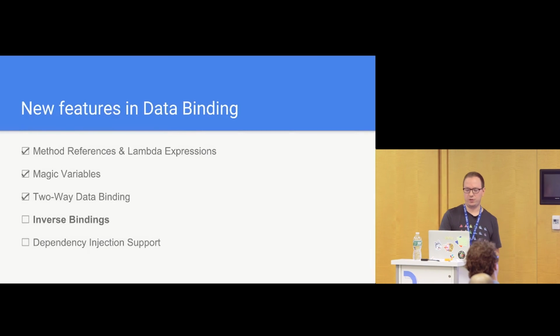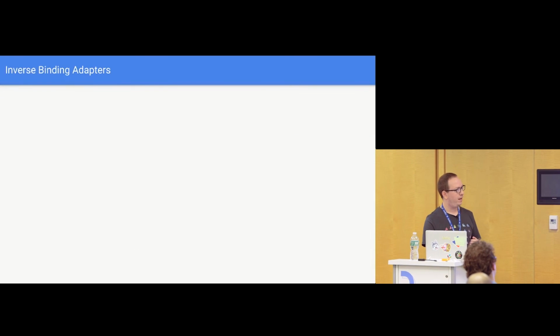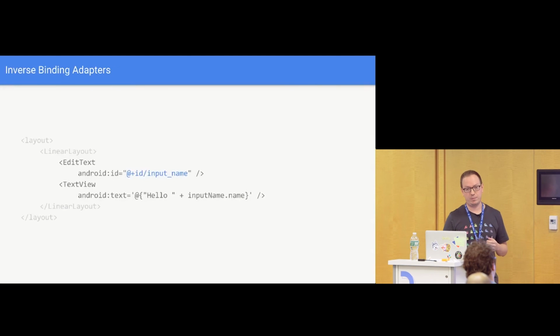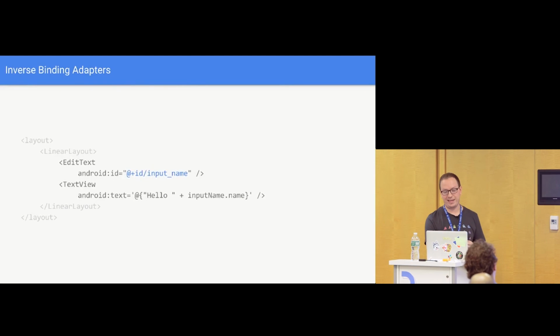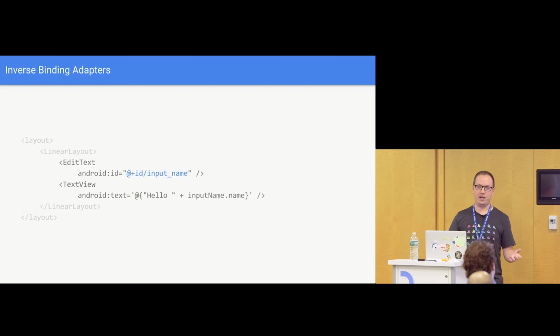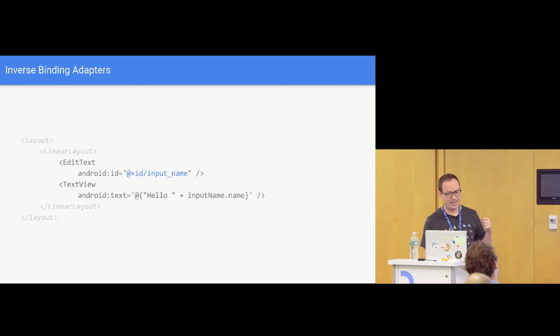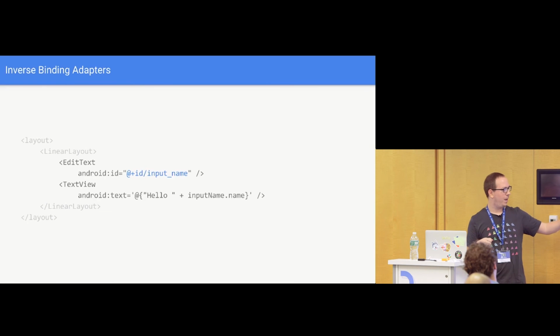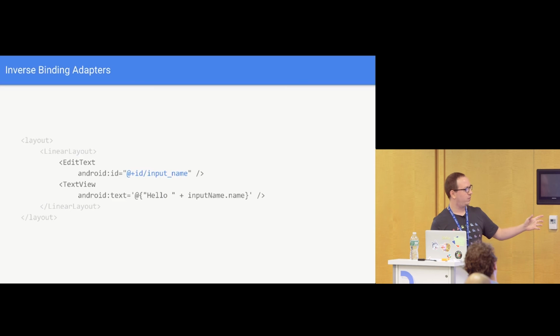Cool. So two-way data binding is actually powered by this concept of inverse binding adapters. I spent quite a bit of time covering binding adapters, but inverse binding adapters, instead of formatting the data to display on the screen, do the exact opposite. So in this example, I have an edit text and a text view, and the edit text name property is actually printed here directly. It's kind of subtle the way this works, but this name property on input name in my data binding expression has to be populated from somewhere.